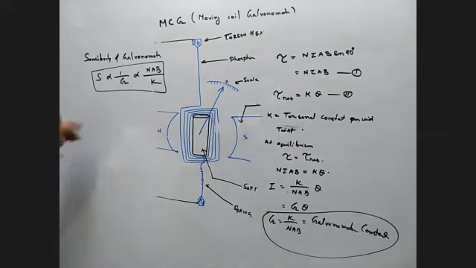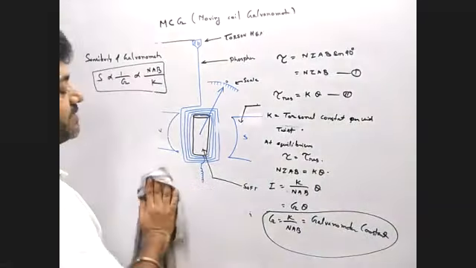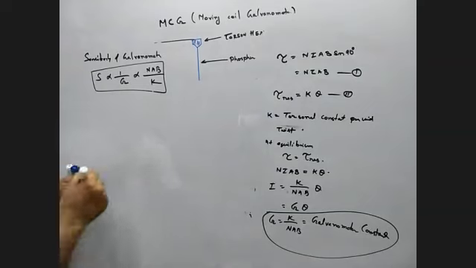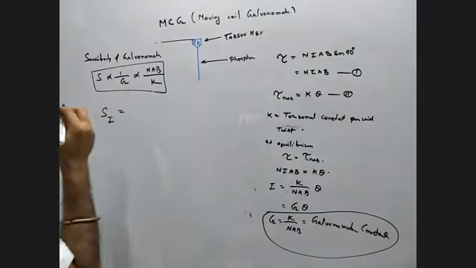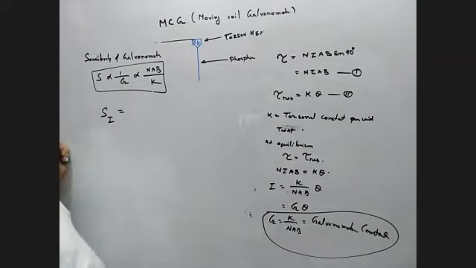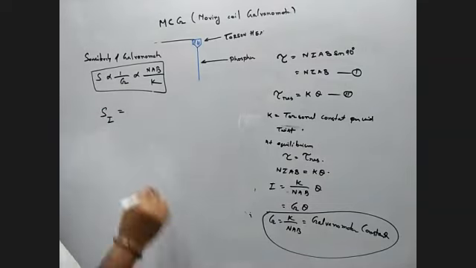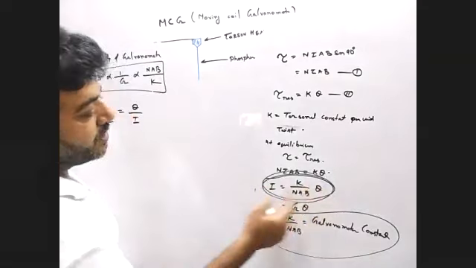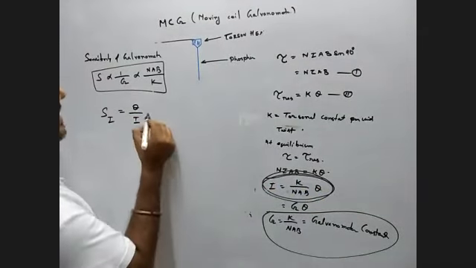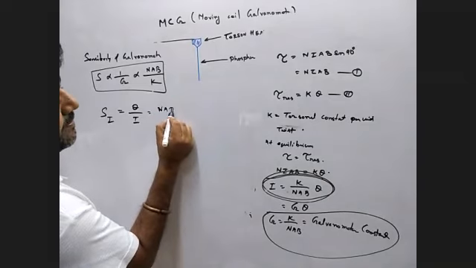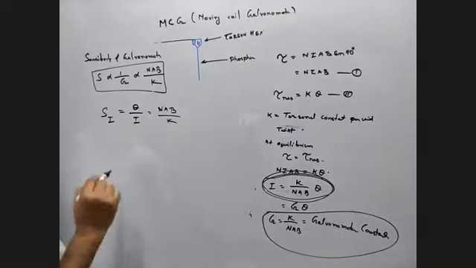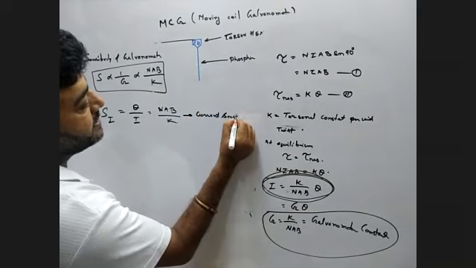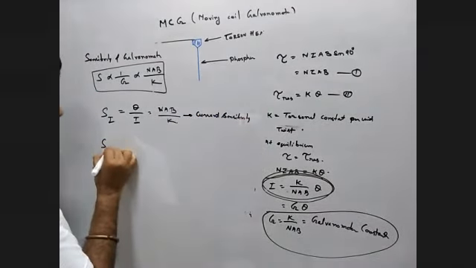Now see, this sensitivity is divided into two parts. One is called the current sensitivity. So how do you define current sensitivity? Current sensitivity is defined as deflection per unit current. So if you see this formula, if we write theta by I, what do we have? NAB by K. This is called the current sensitivity.